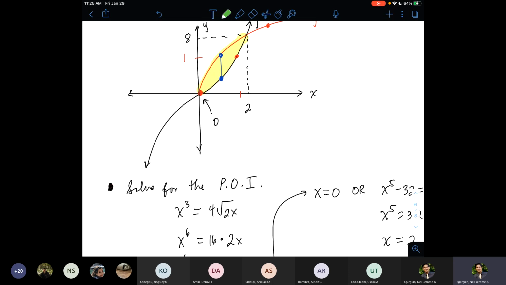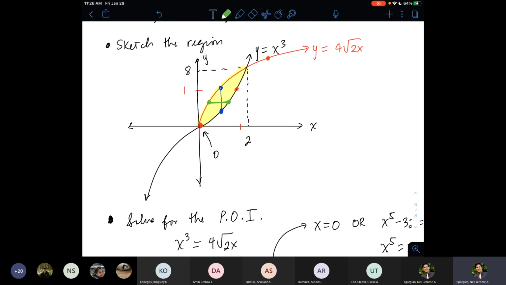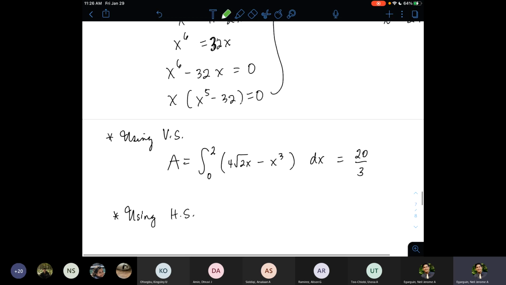Now, if I draw a horizontal strip, then this will go that way, right? And imagine that horizontal strip being slid up and down the region. And you see that no matter where I place that horizontal strip, the black function will still be on the right and the red function will remain on the left. So again, horizontal strips will not require me to split the integral up. So that means it's as convenient as using vertical strips.